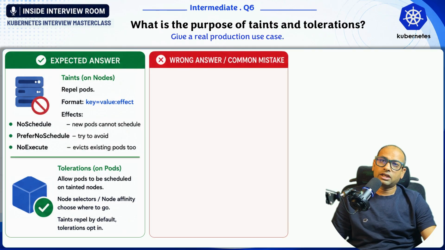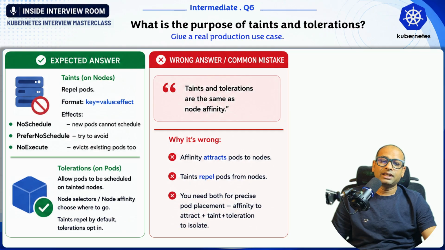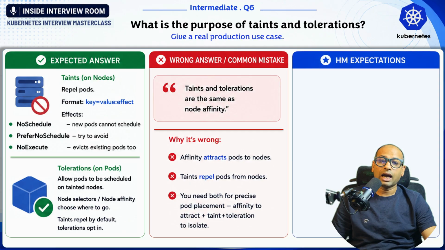What are the wrong answers or common mistakes? Saying taints and tolerations are the same as node affinity. Wrong. Why is it wrong? Affinity attracts pods to nodes. Taints repel pods from nodes. You need both for precise pod placement: affinity to attract, plus taints plus tolerations to isolate.